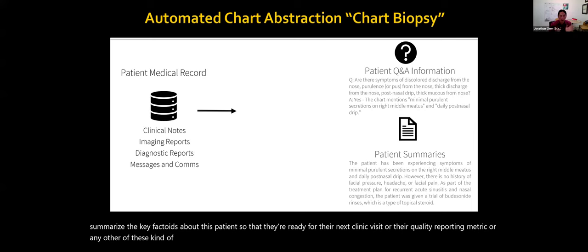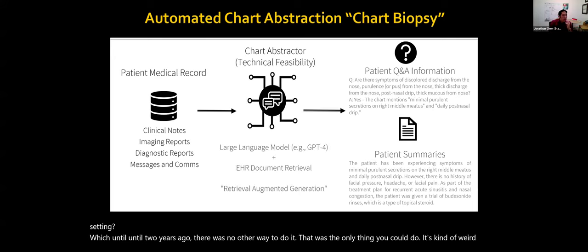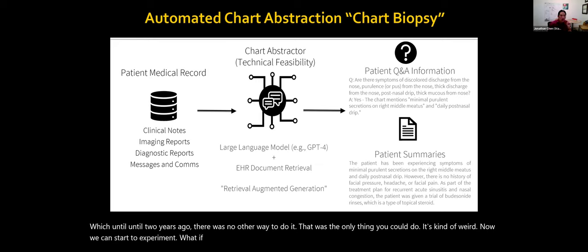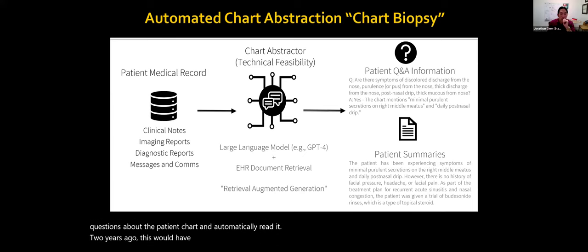This kind of manual review task is pervasive in any kind of clinical and operational setting, which until 2 years ago, there was no other way to do. It was the only thing you could do. It's kind of weird now. We can start to experiment. What if instead we had an automated chart abstraction technology? You could feed the patient's medical record into a large language model like GPT-4, do document retrieval, ask it questions about the patient chart, and automatically read it. 2 years ago, this would have seemed impossible and not even worth talking about.